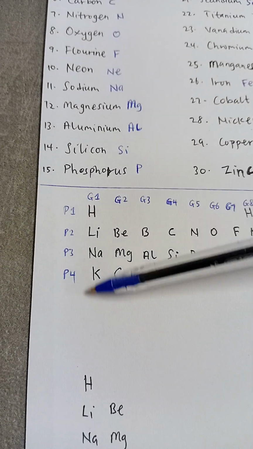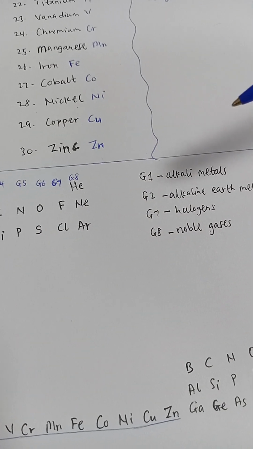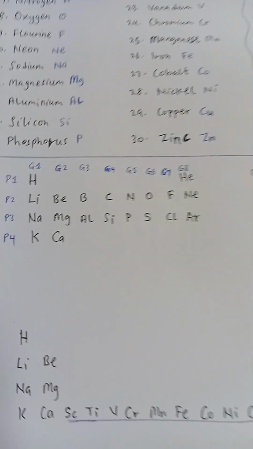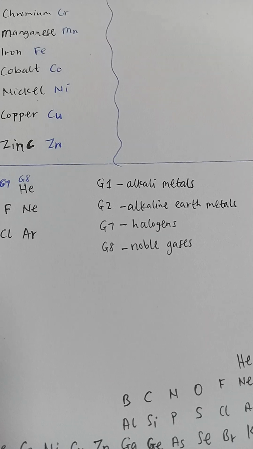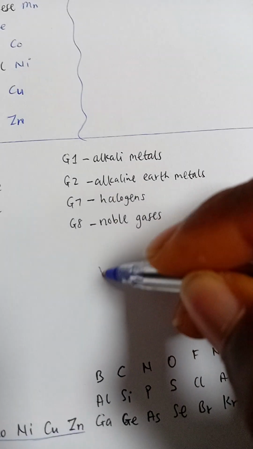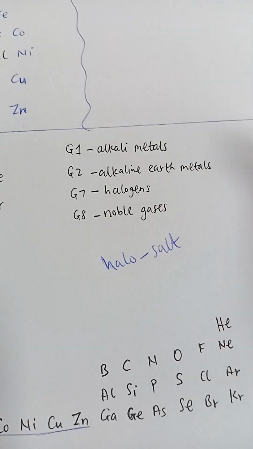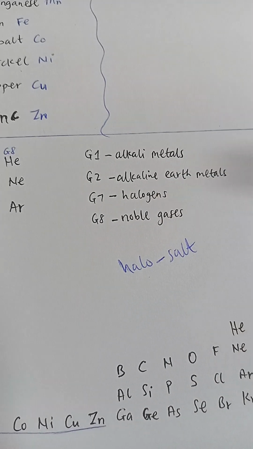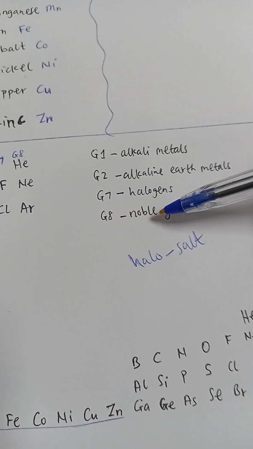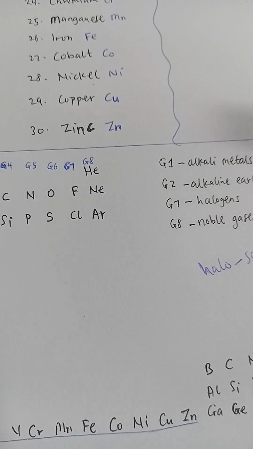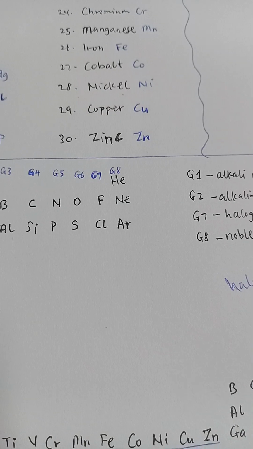So group 1 elements, we call them alkali metals. Yeah, they are metals. Group 2 elements, we call them alkaline earth metals. Group 7, we call them halogens. Halo means salt. So halogens, the salt formers, they form salts. Then group 8, we call them the noble gases or inert gases. They are inert, so they are unreactive.